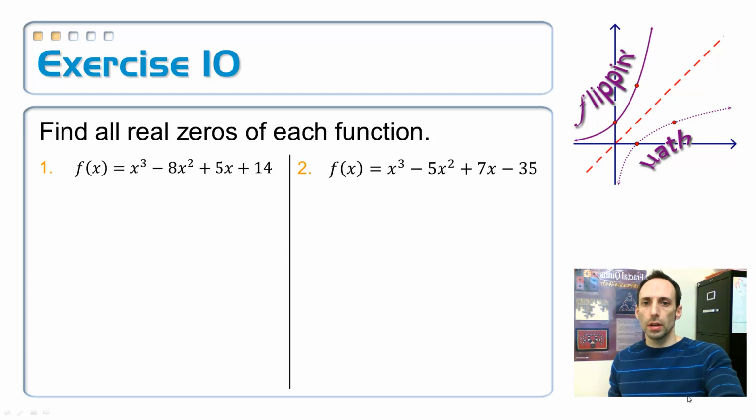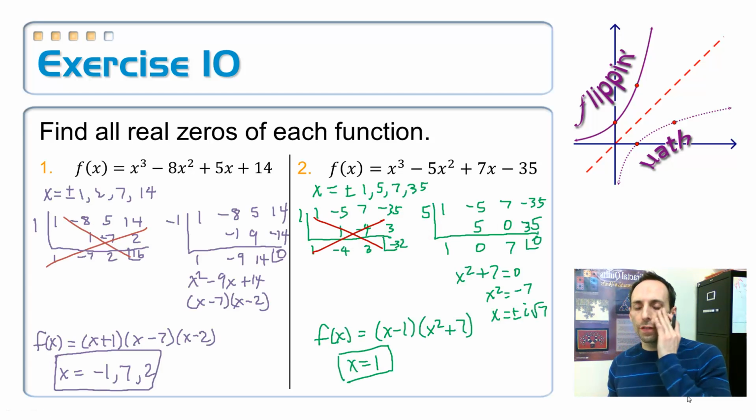All right, here, take a look. On the first one, I generated my list of possible rational zeros. Since the leading coefficient's 1, it's really just all of the possible factors of 14, the constant term. I start off checking 1, but notice it didn't work. Okay, so throw it out, try negative 1. So I tried negative 1, it did work. I factored the quadratic that was left over and then was left with x equals negative 1 from the original factor I found, 7 and 2.